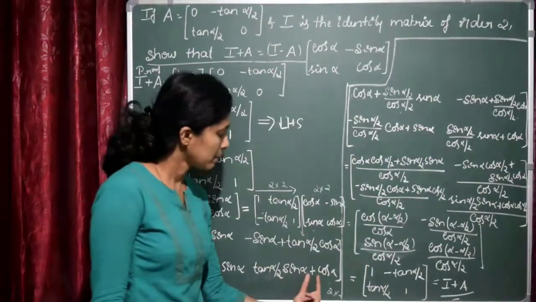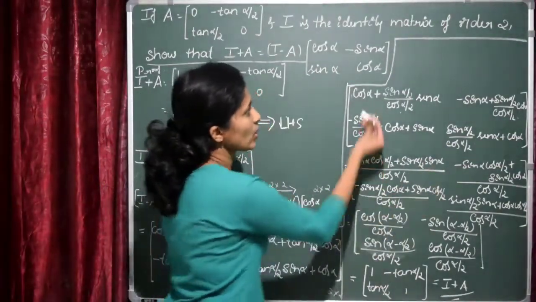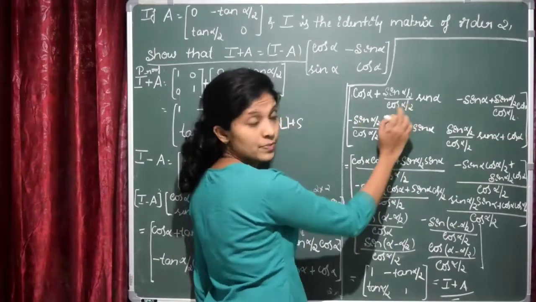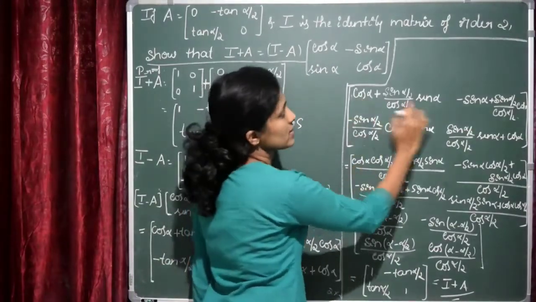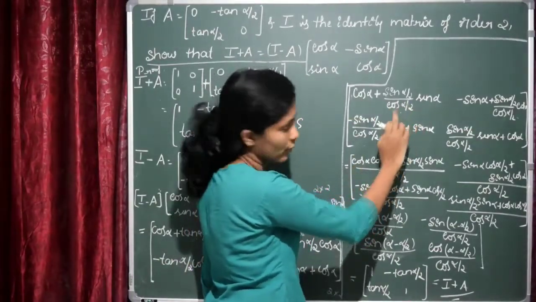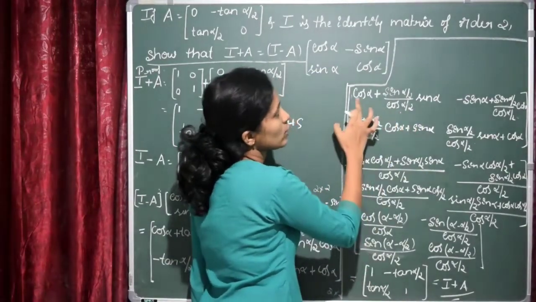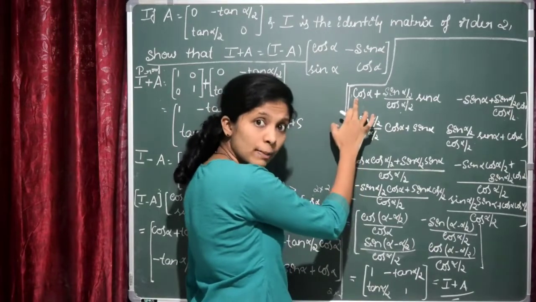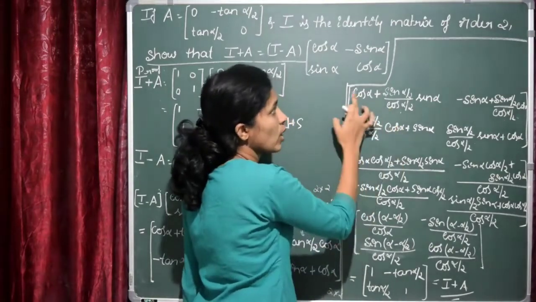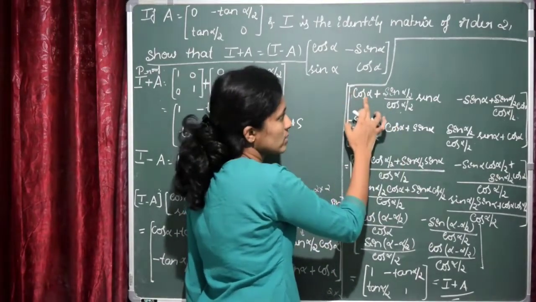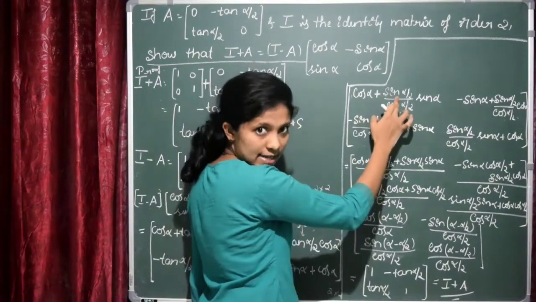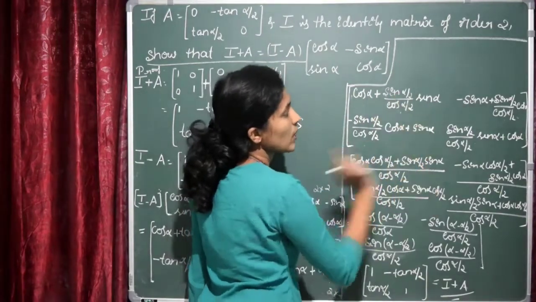Sin alpha plus cos alpha. Next you have to take the LCM. What is the LCM here? I hope you are getting this one. Just take the LCM. LCM is cos alpha by 2. So here I have taken the LCM. It is cos alpha by 2. So you have to multiply cos alpha by 2 here, right? So this will be now cos alpha by 2 into cos alpha plus remaining terms as it is, sin alpha by 2 into sin alpha.